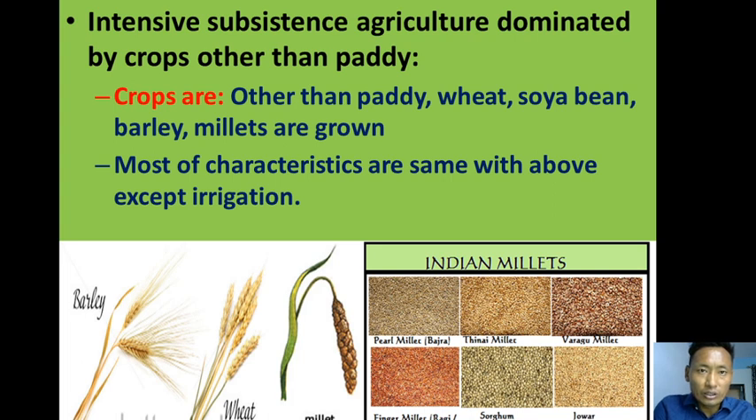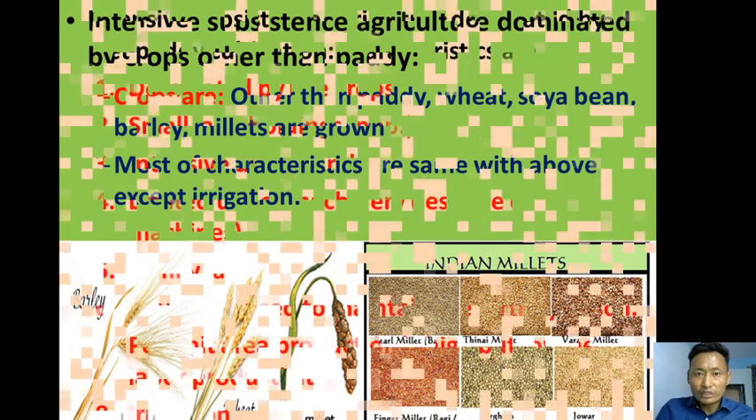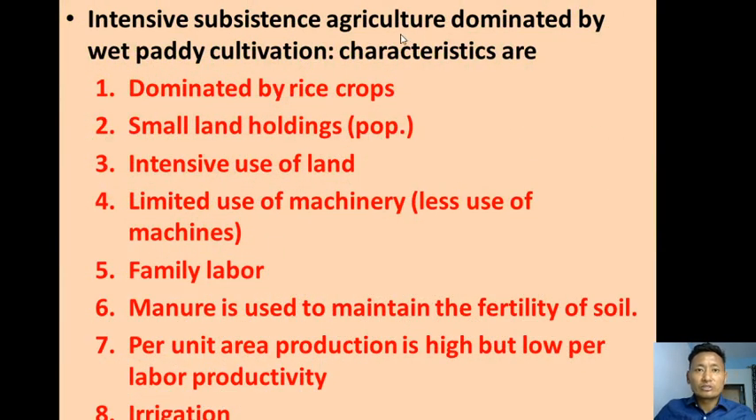In this region, intensive subsistence agriculture is dominated by crops such as wheat, soybean, barley, and millet. If you talk about the characteristics of intensive subsistence agriculture dominated by crops other than wet paddy, most of the characteristics are the same as above. Same as above means these characteristics are the same, except that instead of being dominated by rice, it is dominated by wheat cultivation. Apart from wheat, they are cultivating barley, millets, and soybean. So instead of rice, we are going to say wheat.